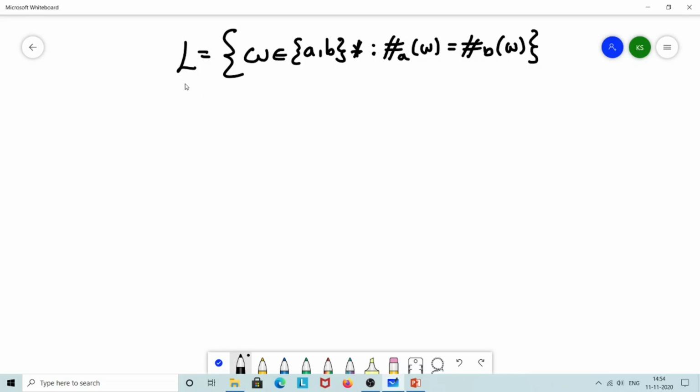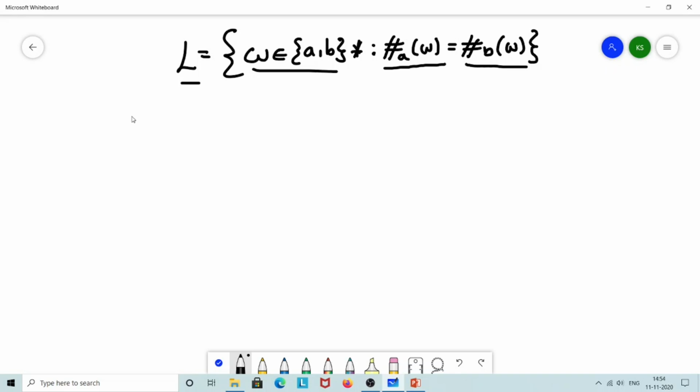In this problem, the language L is made up of strings w from the alphabet set {a, b}, and the definition says the count of a's in w should be equal to the count of b's in w. Okay, so here there is only one condition, that the number of a's should match the number of b's. A small variation of the previous problem. The previous problem had an additional constraint that all the a's should occur before b, right? If I remove that constraint, then that problem will be converted to this problem, that is, equal number of a and b.